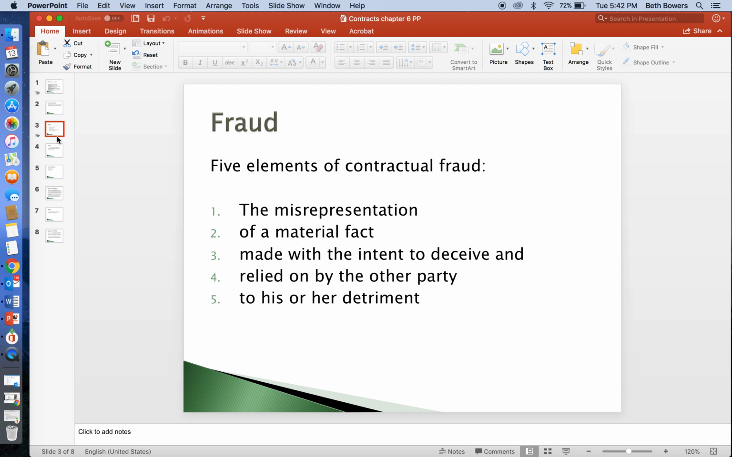So again, the remedy is still the same. Lola would be able to get her money back and get out of this contract.